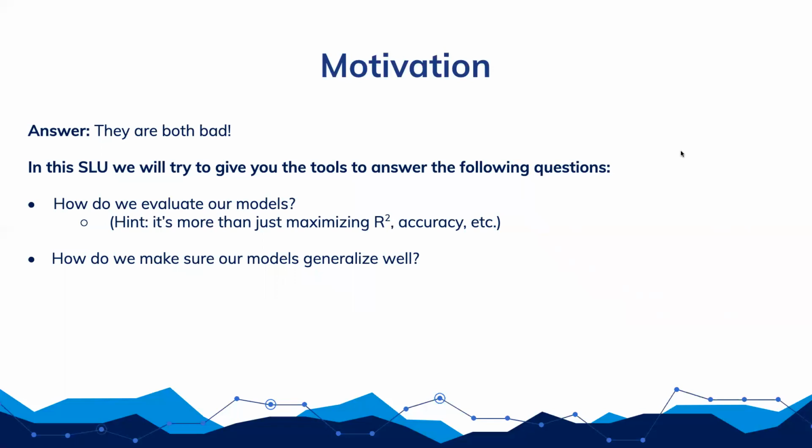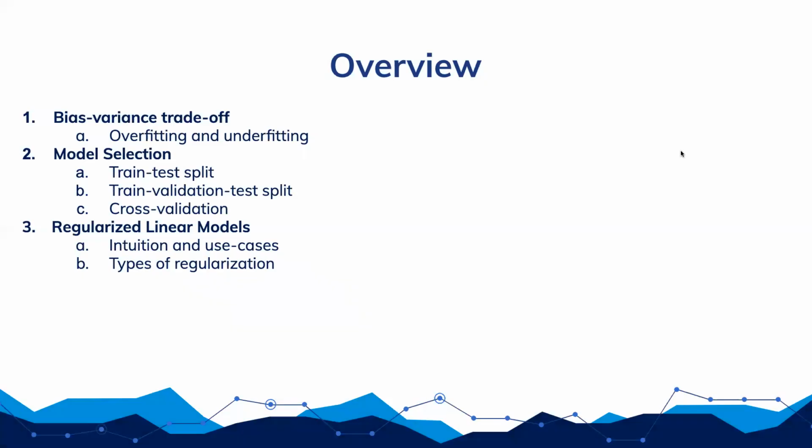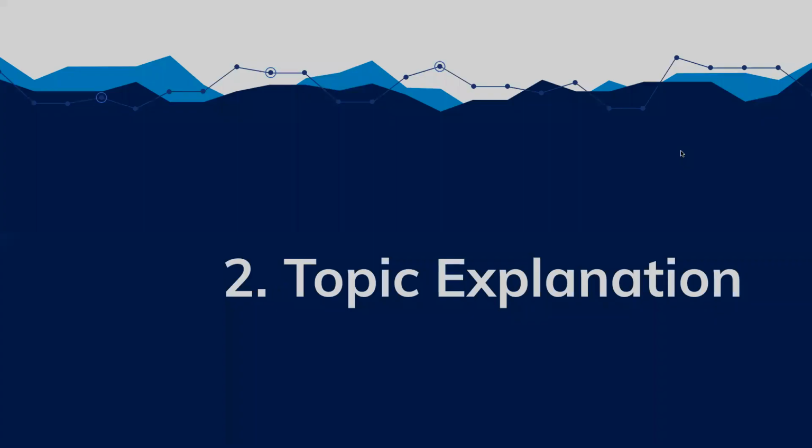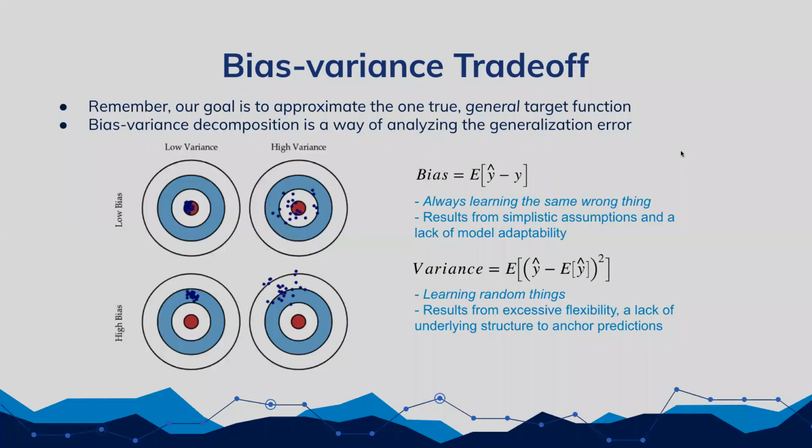So in this SLU, as I said, we'll be talking about how to evaluate our models. And as we saw on the last slide, it's more than just maximizing some metric, because we also need to make sure that our models generalize well. Okay, so a quick overview. We'll be talking about the bias variance trade-off, how to split your data, and then something called regularization for linear regression.